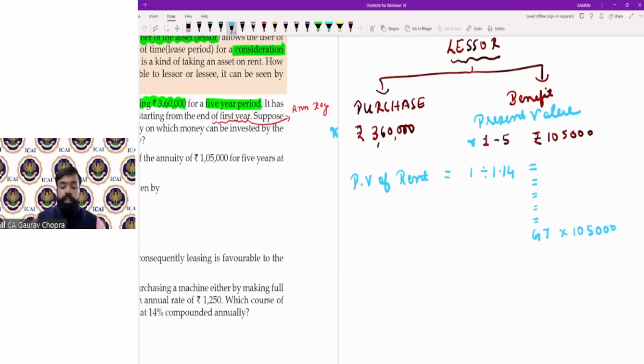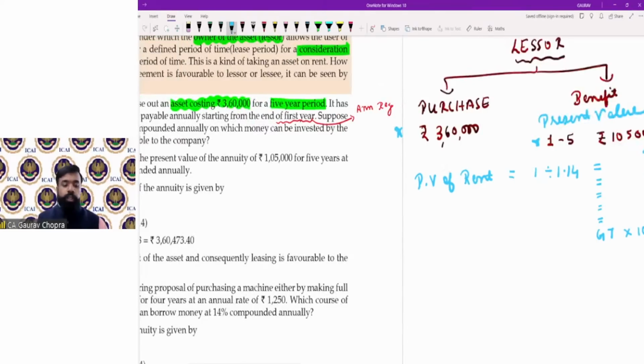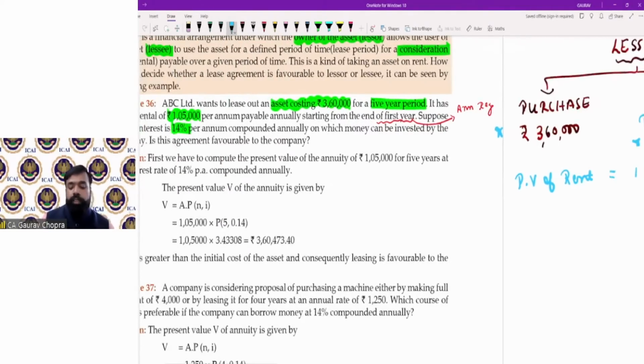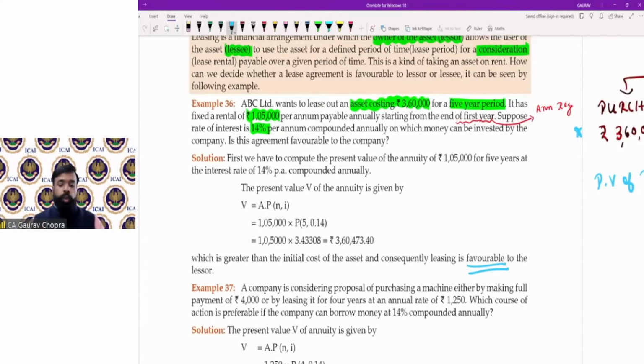So we are getting 3,60,473. So it is more than the purchase value. जितने में हमने परचेज किया उससे ज्यादा का बेनिफिट मिल रहा है, तो it is favorable for the lessor, hence lessor should purchase the asset. So it is beneficial. All right, so this is according to lessor and it is favorable. All right, so in this way you have to solve the question.